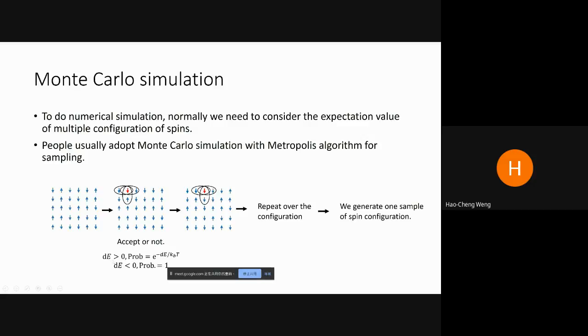If the difference in energy is smaller than 0, we flip the spin. If the difference is larger than 0, we flip the spin with the probability given by this equation. This is the Boltzmann distribution equation. After this, we can get a configuration of these spins. Through many samples of these spins, we can get more samples of this configuration and calculate the physical quantities.